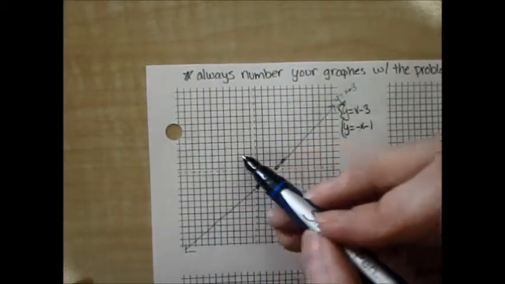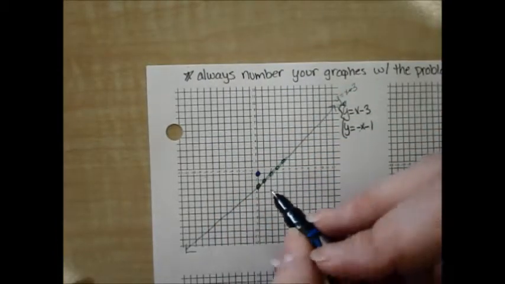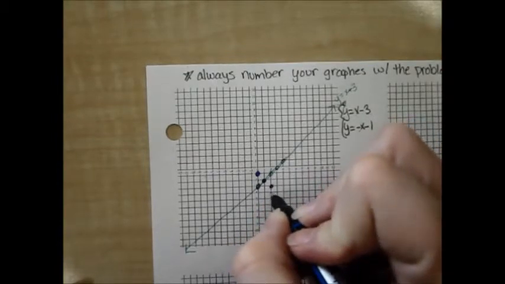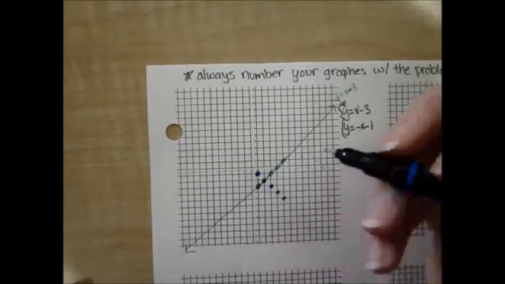This one has a negative slope, so it's going to have a downward slope. And it's negative 1, so I'm going to go down 1, right 1, down 1, right 1. You can already see where they crossed.